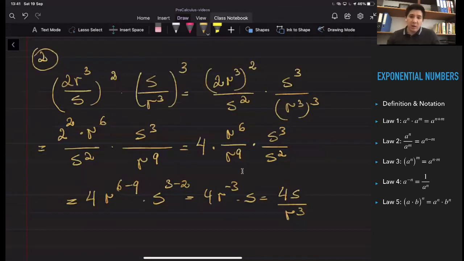So these two are examples of the usage of the properties of the exponentials. In our next lectures, we're going to talk about the applications of exponentials in our real life.